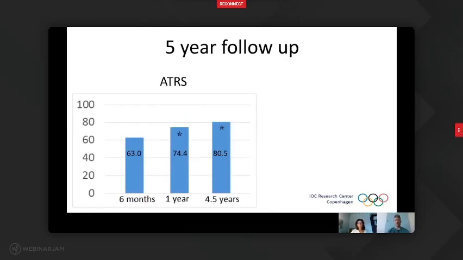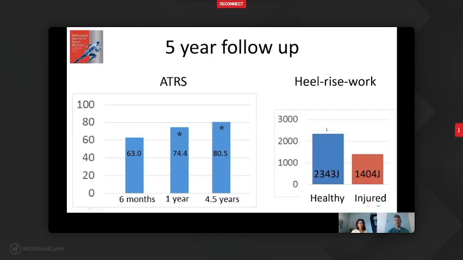Looking at how they rate themselves, you see that after 4.5 years, they still rate themselves 20% lower than they did before. So they do not regain full function of the leg. And when we investigate how much work they can do, they have 40% reduced work on the injured leg compared to the healthy leg on average. So we're not able to recreate the tendon muscle complex as it was before.